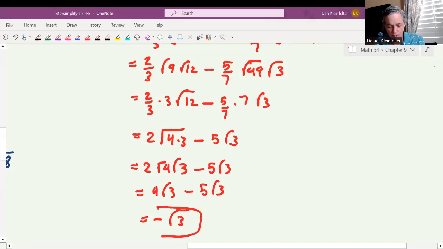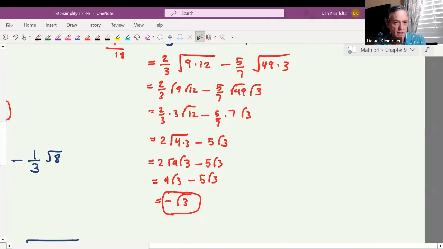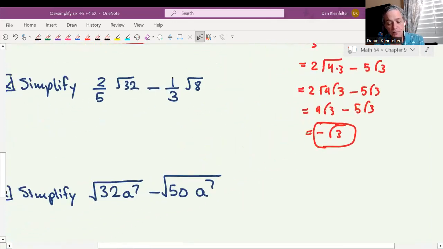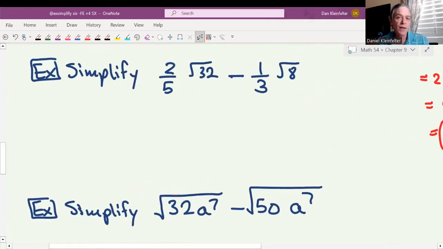Okay. Usually when you're simplifying radicals, it's best to take as big a bite out of it as you can. But if you need to break it down in multiple steps like I did here, then that's okay. You can still get to the correct answer, just as we have done. All right, here's one more for you to try. We have 2/5 times the square root of 32 minus 1/3 times the square root of 8. So with this one, pause the video, try it yourself, restart the video, and see how you did.